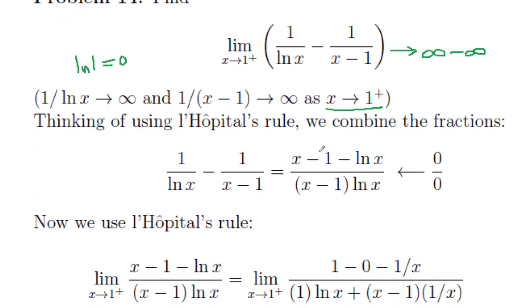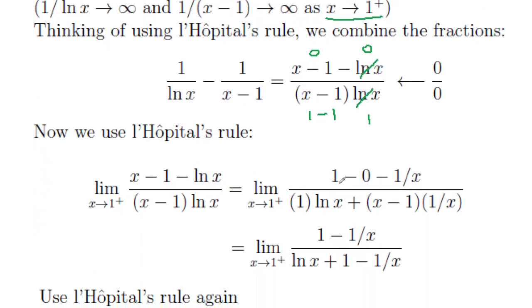So we get an infinity minus infinity indeterminate form. We can't apply L'Hopital's rule to that, but maybe if we combine the two fractions, we get something to which we can apply L'Hopital's rule. Here's what the two fractions combine as, with common denominator and all that. As x goes to 1 plus, x minus 1 goes to 0, natural log of 1 is 0, so numerator is 0. Down here, 1 minus 1 is 0, and natural log of 1 is 0 as well. So we get 0 over 0. That's the quotient indeterminate form, and we can apply L'Hopital's rule to it.